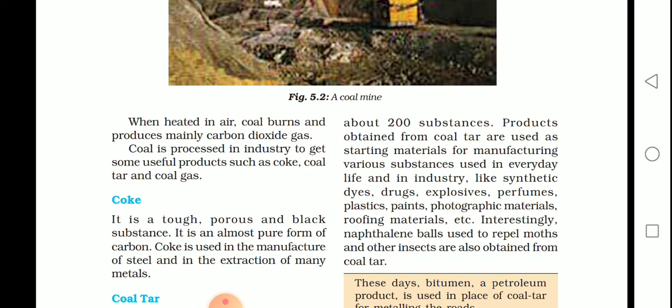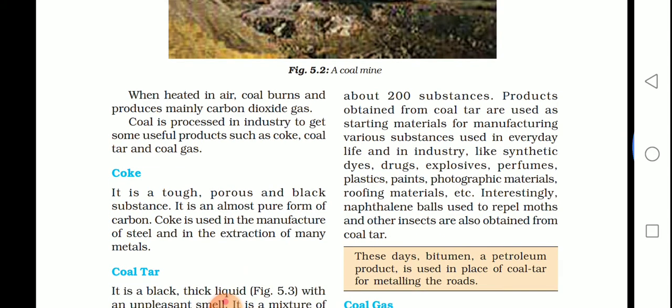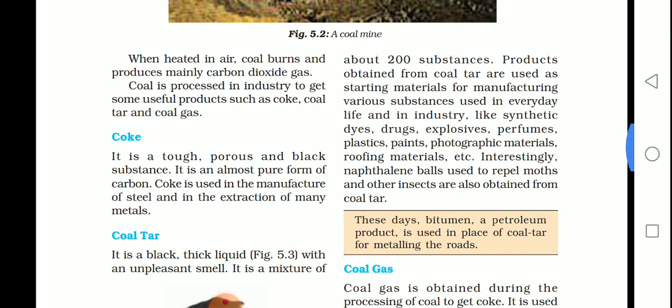Coal tar is used as a starting material to manufacture various substances. It is also used for manufacturing naphthalene balls, which are used for repelling moths, meaning insects. These are obtained from coal tar. Nowadays, bitumen, a petroleum product, is used in place of coal tar for metalling the roads.